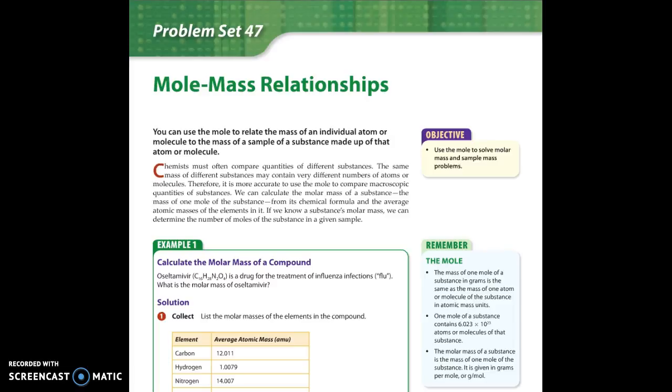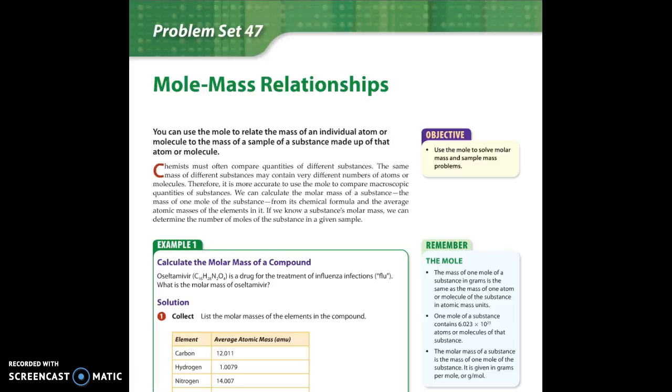For example, if I have 1 pound of feathers and 1 pound of eggs, am I going to have more feathers or more eggs? I'm going to have more feathers because it's going to take more of them to reach the pound. Therefore, it is more accurate to use the mole to compare macroscopic quantities, so big quantities of substances.